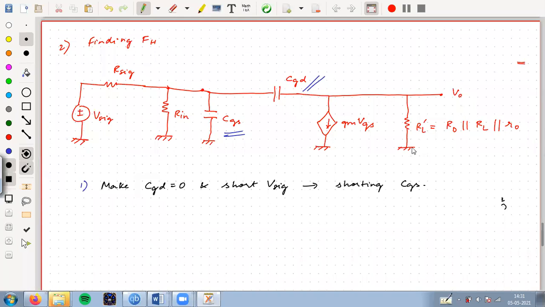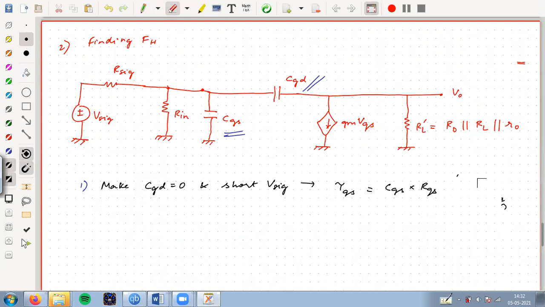So the first thing is I make CGD 0 and short V signal, and I will calculate the open-circuit time constant with respect to CGS. So I have to find tau GS, which is CGS into RGS. Now what is RGS? RGS is the resistance seen at the terminals of CGS.